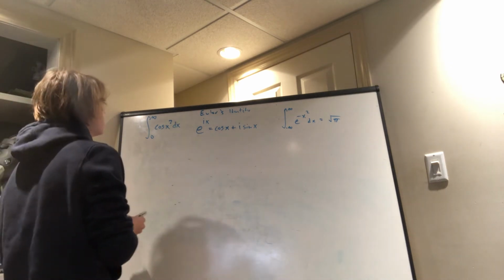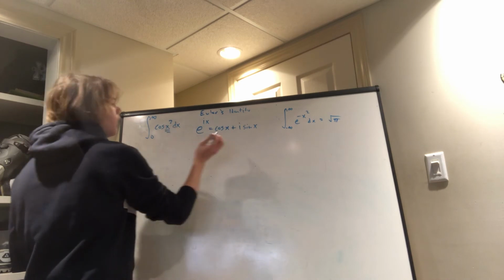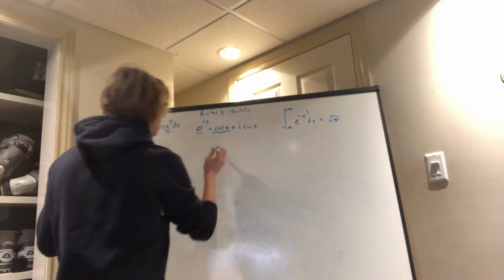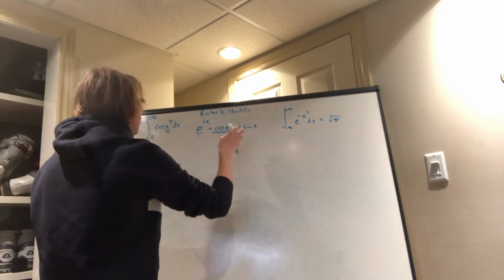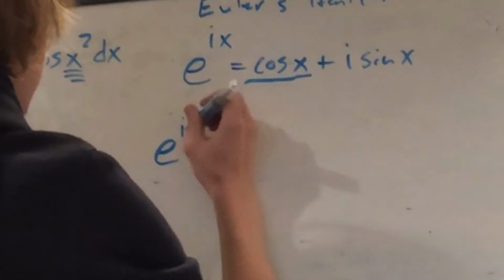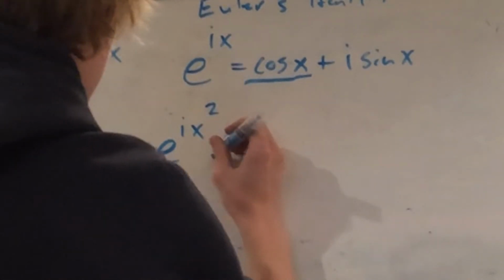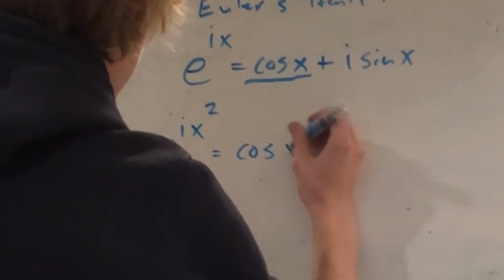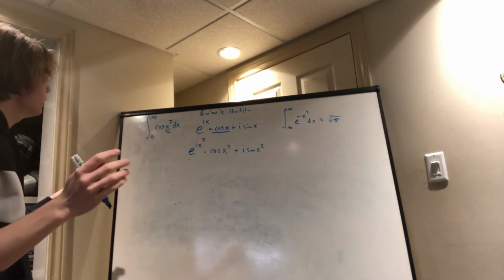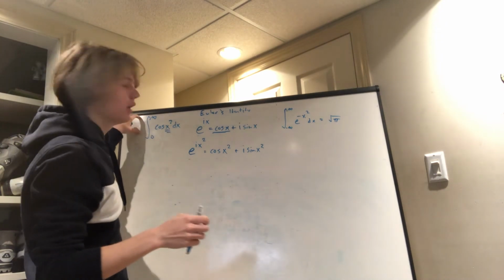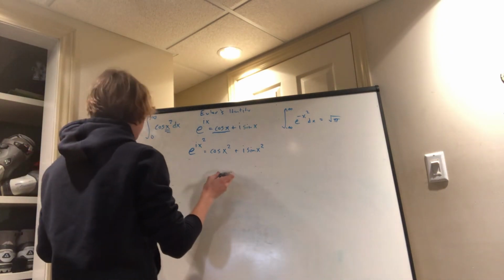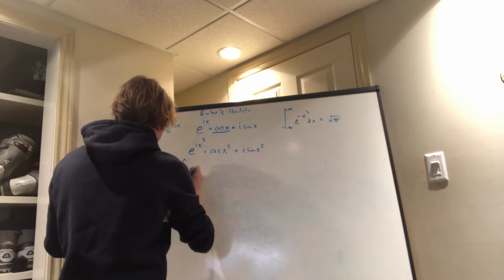Since we want x squared here, it looks like this, cos x. Let's put an x squared into this identity. So we get e to the i x squared equals cos x squared plus i sine x squared. And then we want to integrate everything from 0 to infinity, right? So we're going to integrate everything in this.